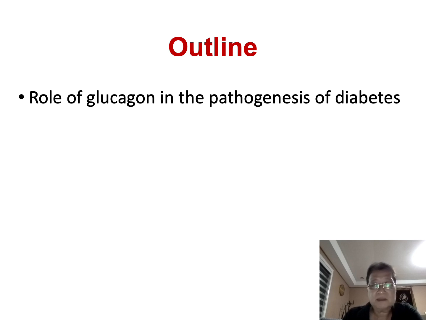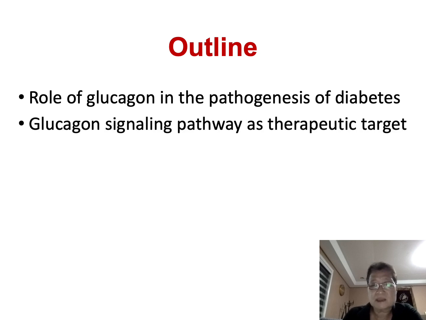Okay, here's my outline. First, I will briefly review the role of glucagon in the pathogenesis of diabetes so that we can link it to the potential therapy. I will also discuss the therapeutic target using the glucagon signaling pathway and the very important receptor of glucagon, which is a 7-transmembrane receptor that is linked to GPCR, or G protein coupled receptor.